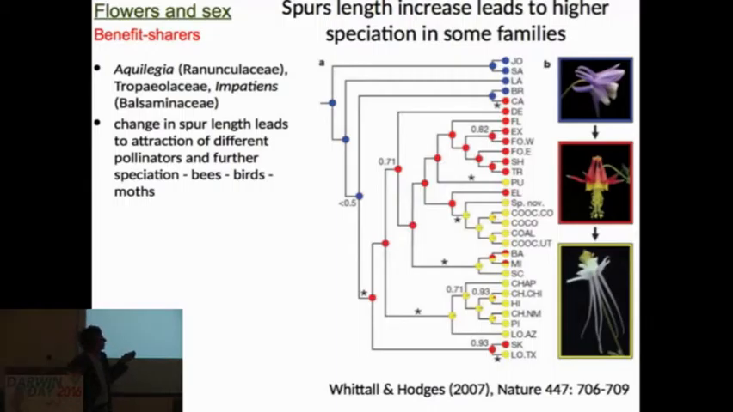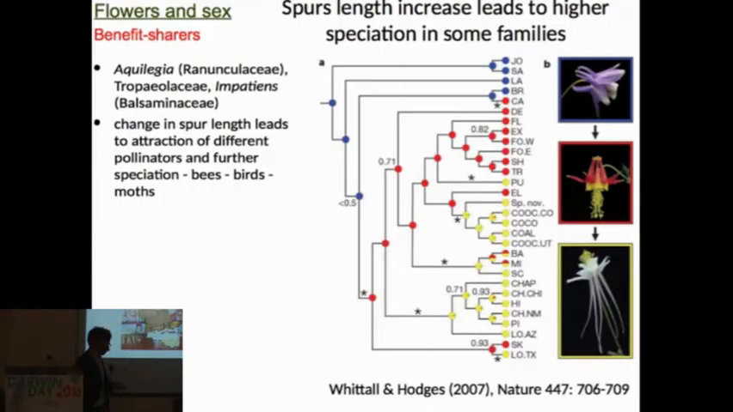So changing the length of the spurs leads to a much higher speciation, because the flowers manage to tap into a new source of pollinators, which is quite important. We find that in Aquilegia, but we also find it in plants like Tropaeolum or Impatiens. They also have different lengths of spurs, and that creates different pollination strategies, basically.